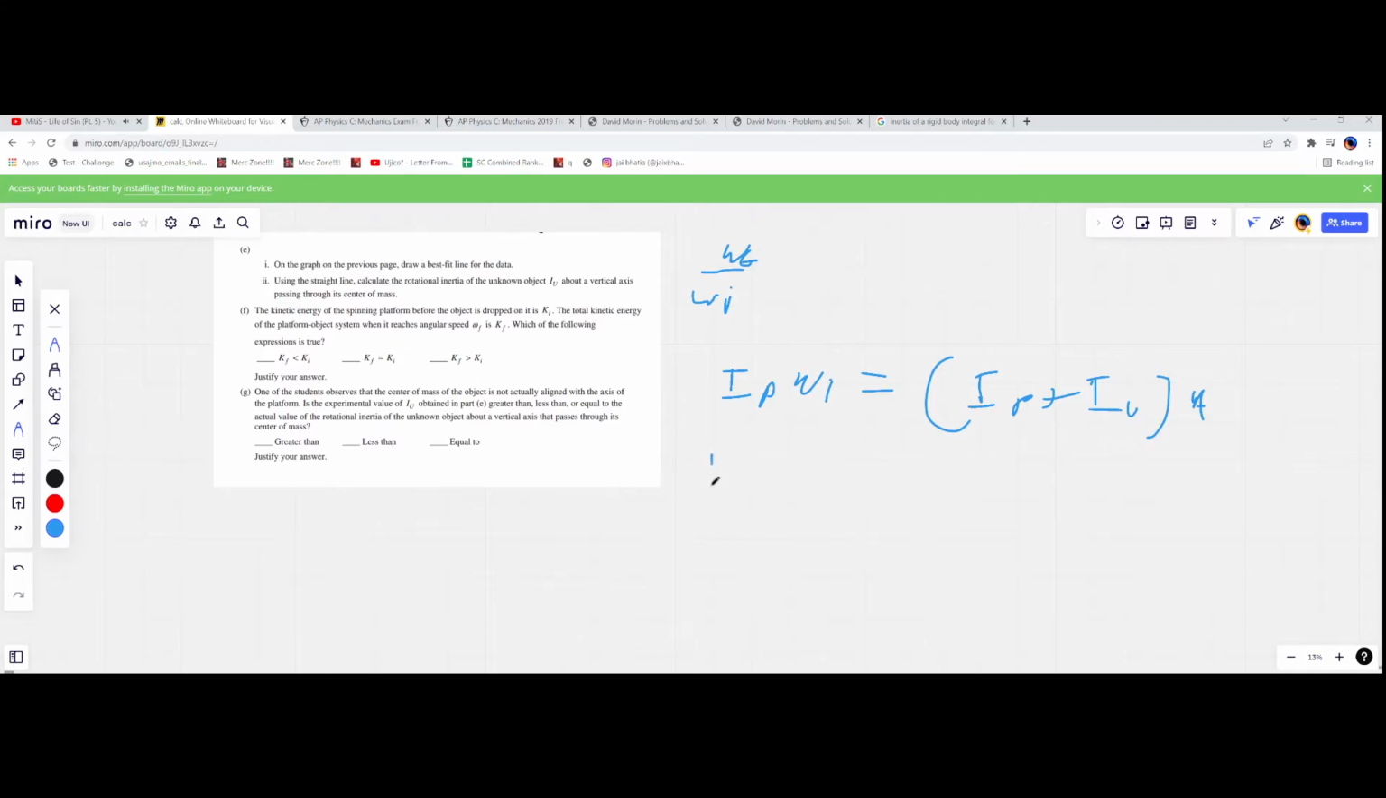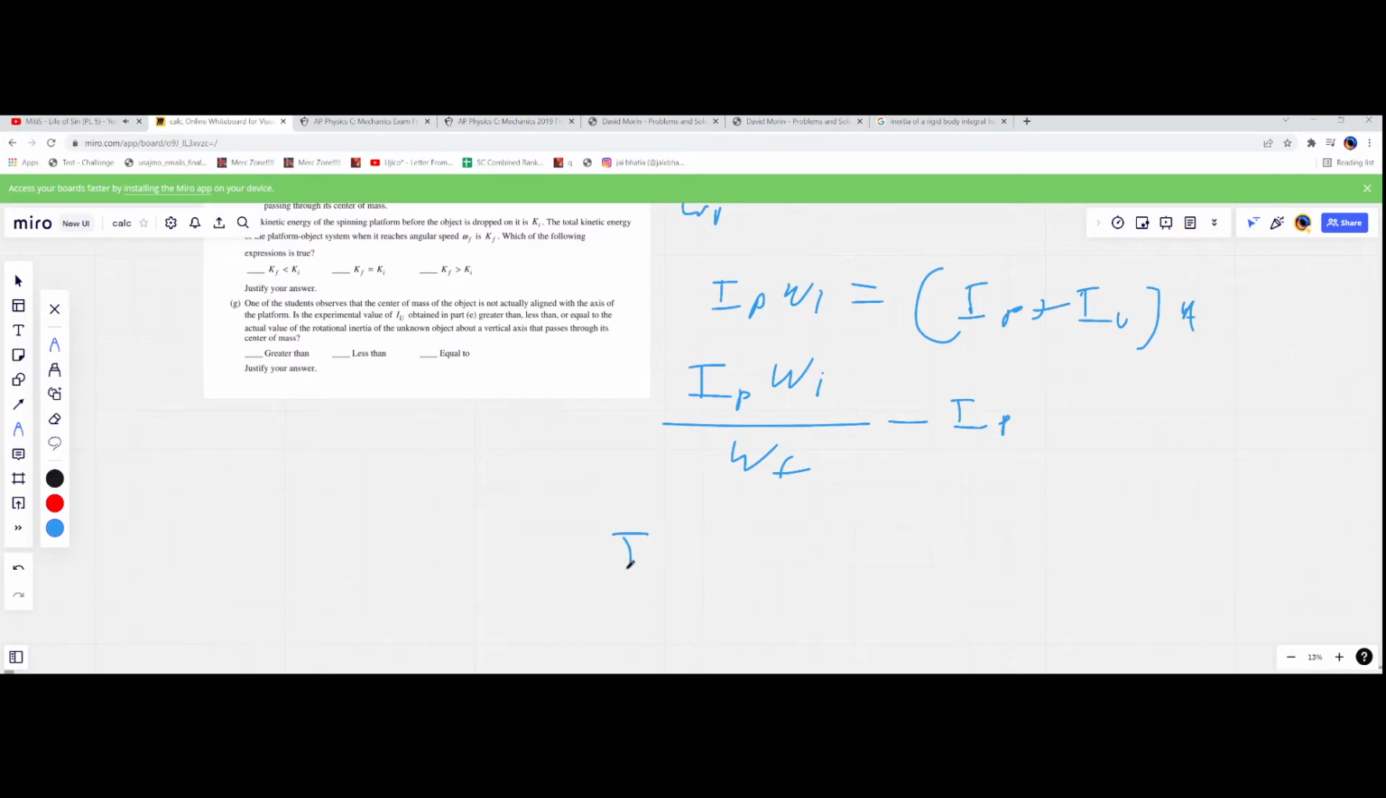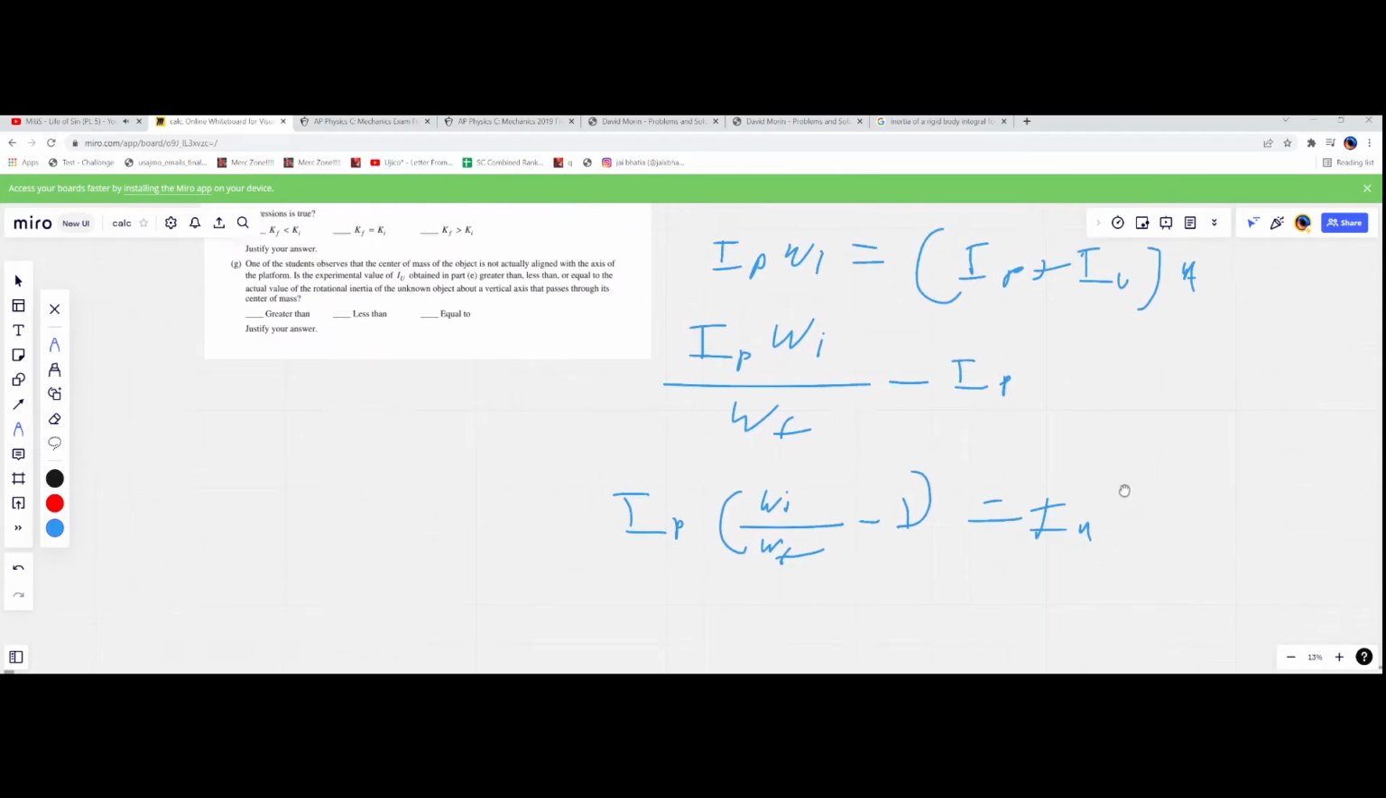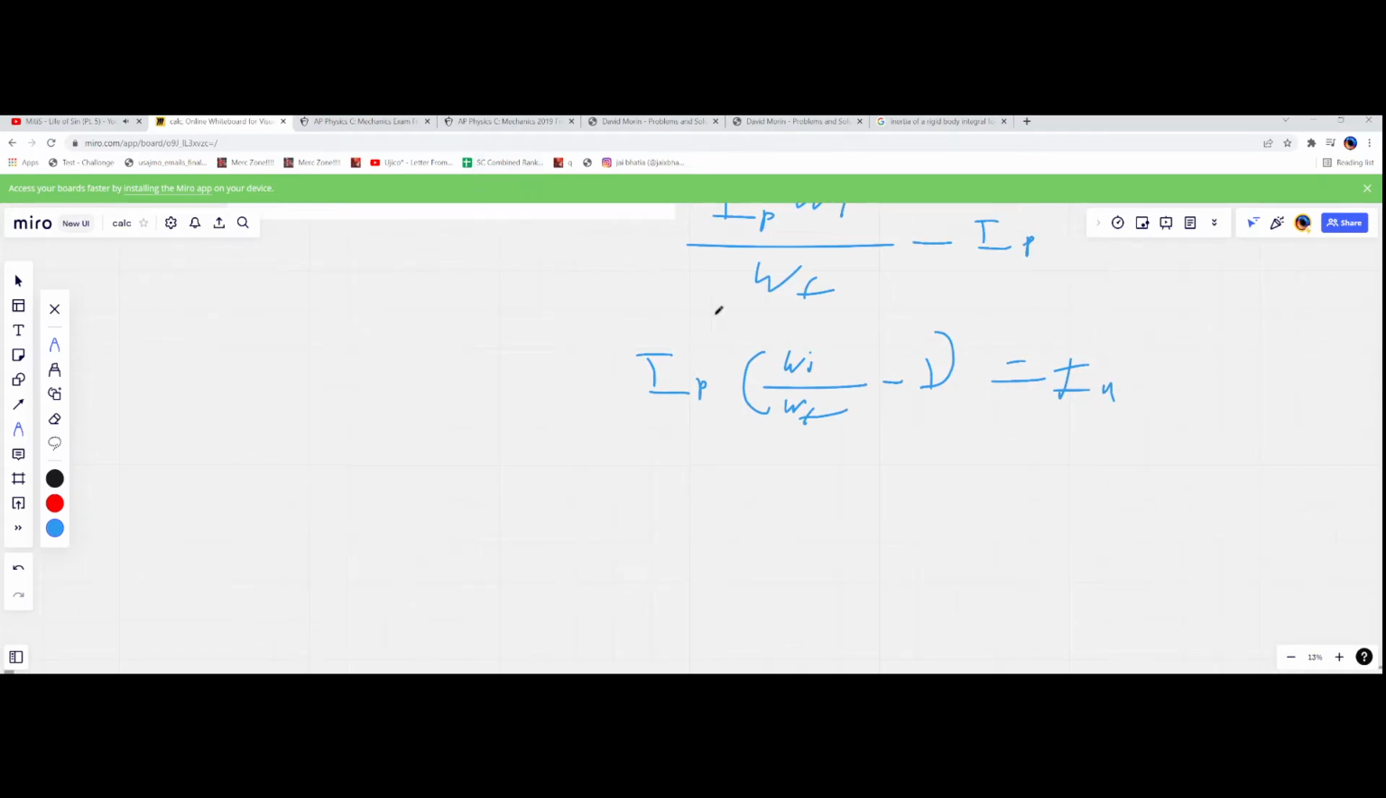So then IP WI over WF minus IP, which is just IP times WI over WF minus 1, is going to be equal to IU. And then you can notice that this is actually just 1 over the slope. And then there you go.